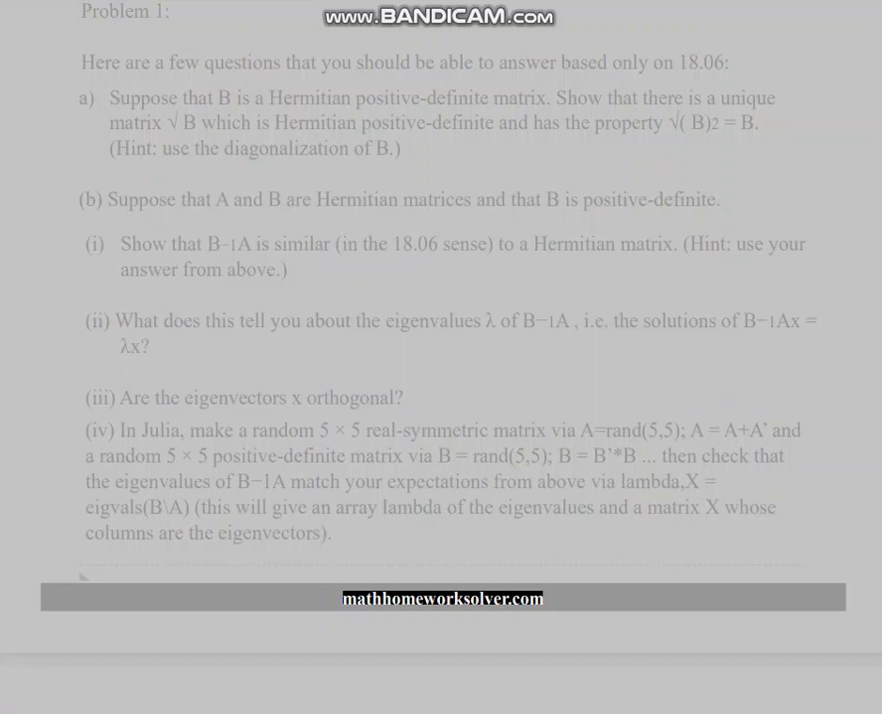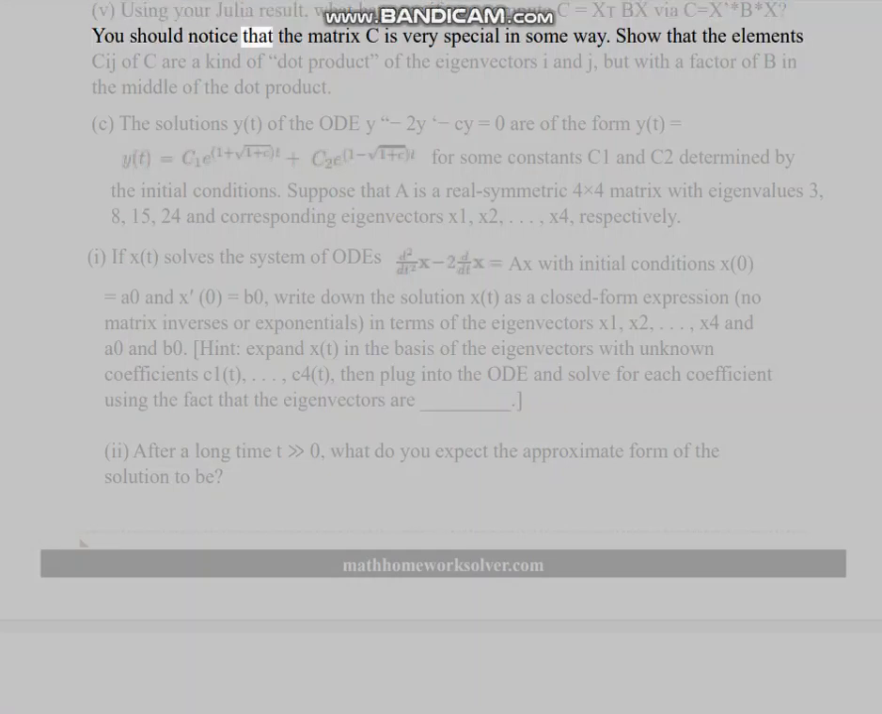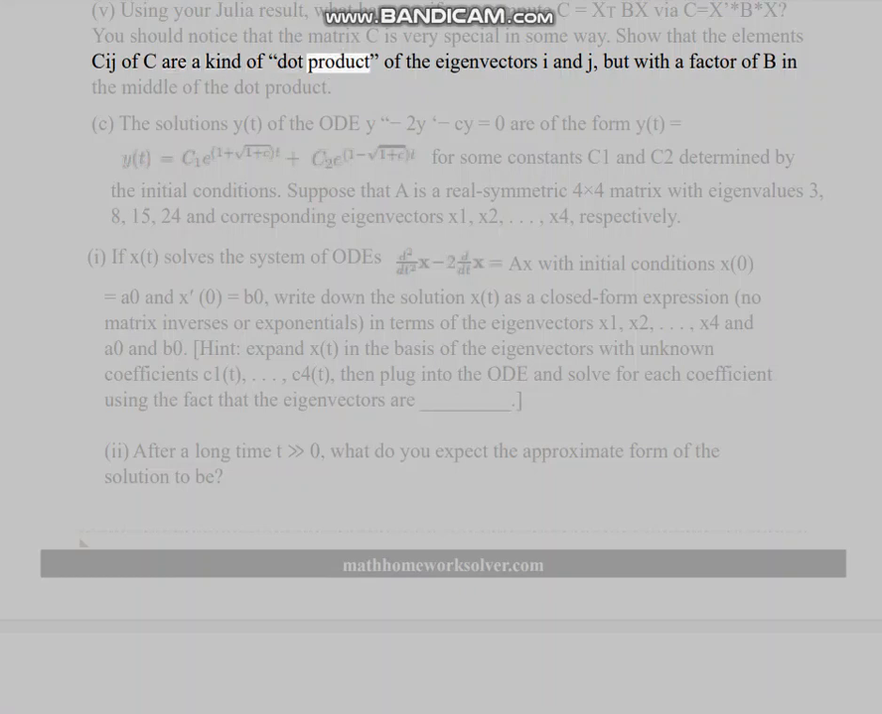5. Using your Julia result, what happens if you compute C = X^T B X via C = X' * B * X? You should notice that the matrix C is very special in some way. Show that the elements C_ij of C are a kind of dot product of the eigenvectors i and j, but with a factor of B in the middle of the dot product.